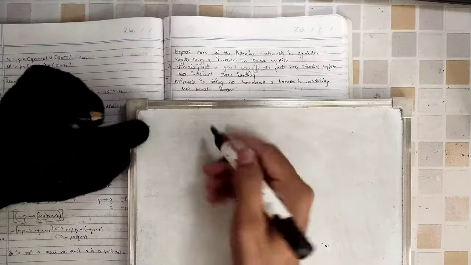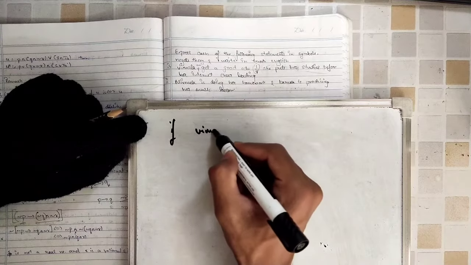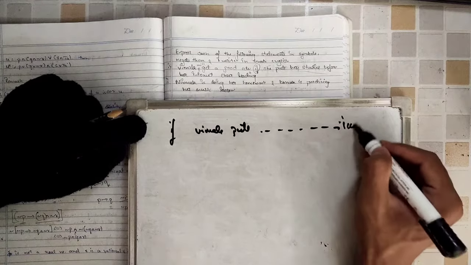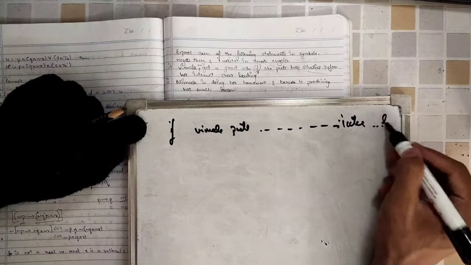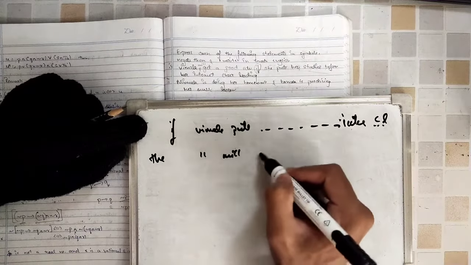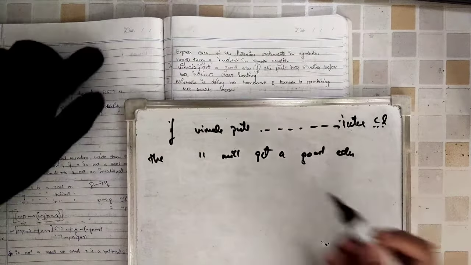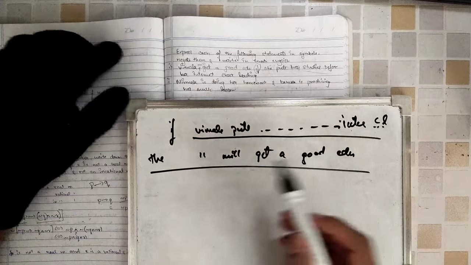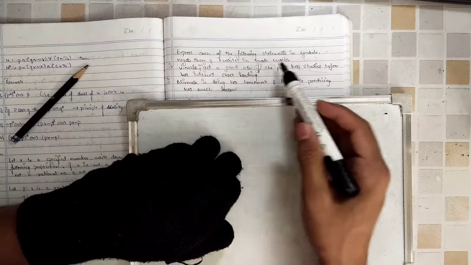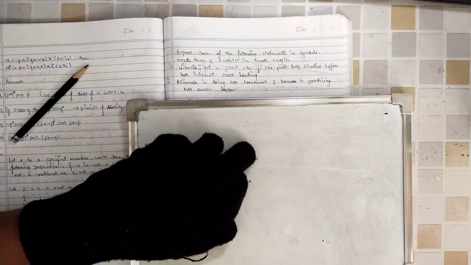So let me just write. I can rewrite this statement, right? If Vimala puts her studies before her interest in cheerleading, then Vimala will get a good education. Okay, so this is my P statement, this is my Q statement. What they have said is: express each of the following statements in symbols, negate them and write in smooth English. So first we have to write the statement in symbols.